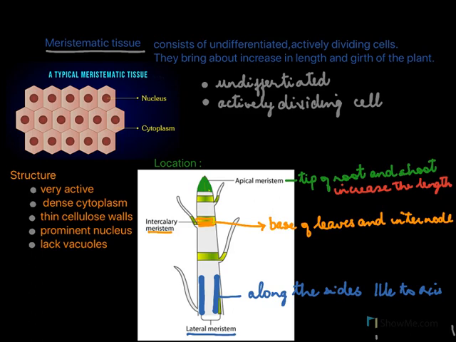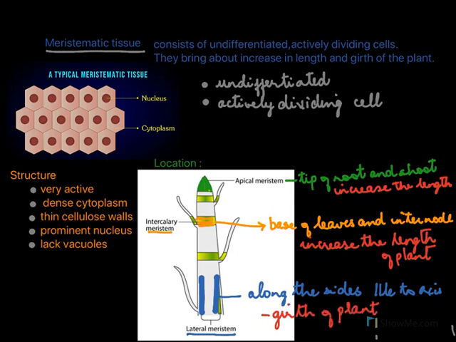Then we had the intercalary meristem. The intercalary meristem also helps to increase the length of the plant. It is present at the internodes or the base of the leaves. And the last is the lateral meristem. The lateral meristem present at the sides of the plant helps to increase the girth of the plant. The girth means the diameter of the plant. It is also called the cambium. The cambium is lateral meristematic tissue.